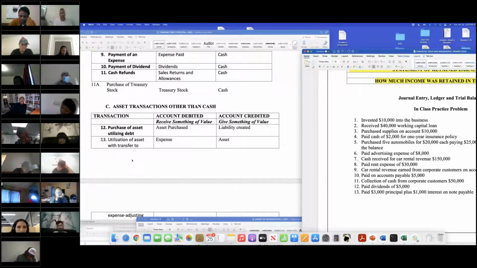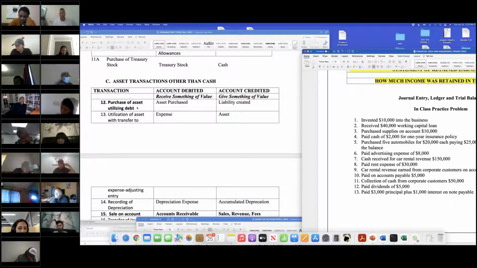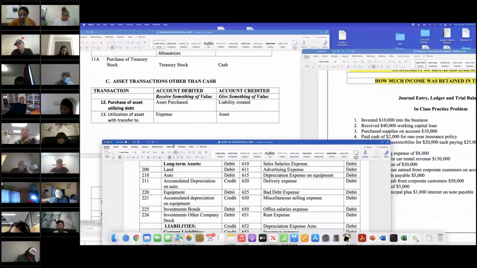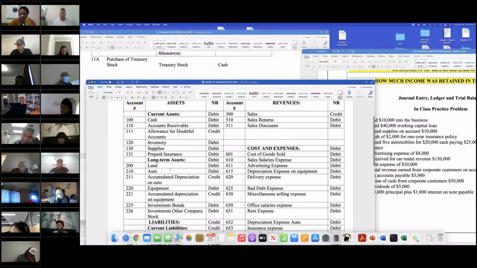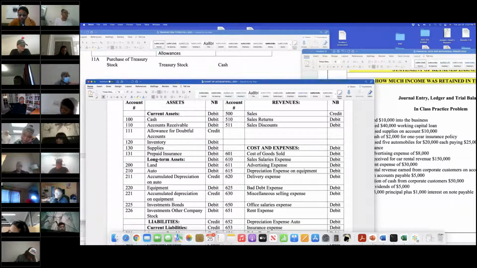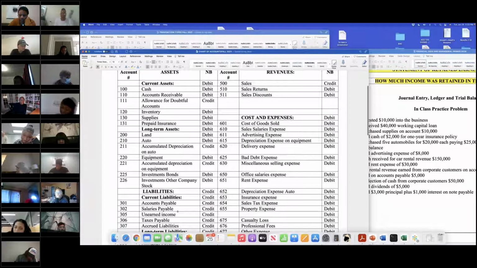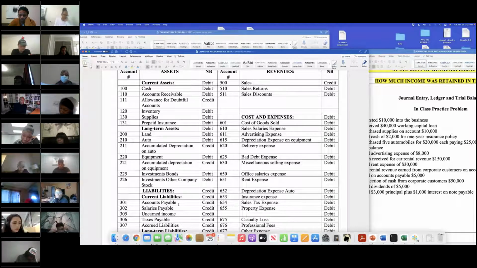We purchase an asset utilizing debt. We're going to debit the asset purchased and credit the liability created. That's what we're going to do. What asset did we purchase? Supplies, 130. And what did we credit? Accounts payable. That's the liability we created, accounts payable 301. So 130 and 301 are our accounts.